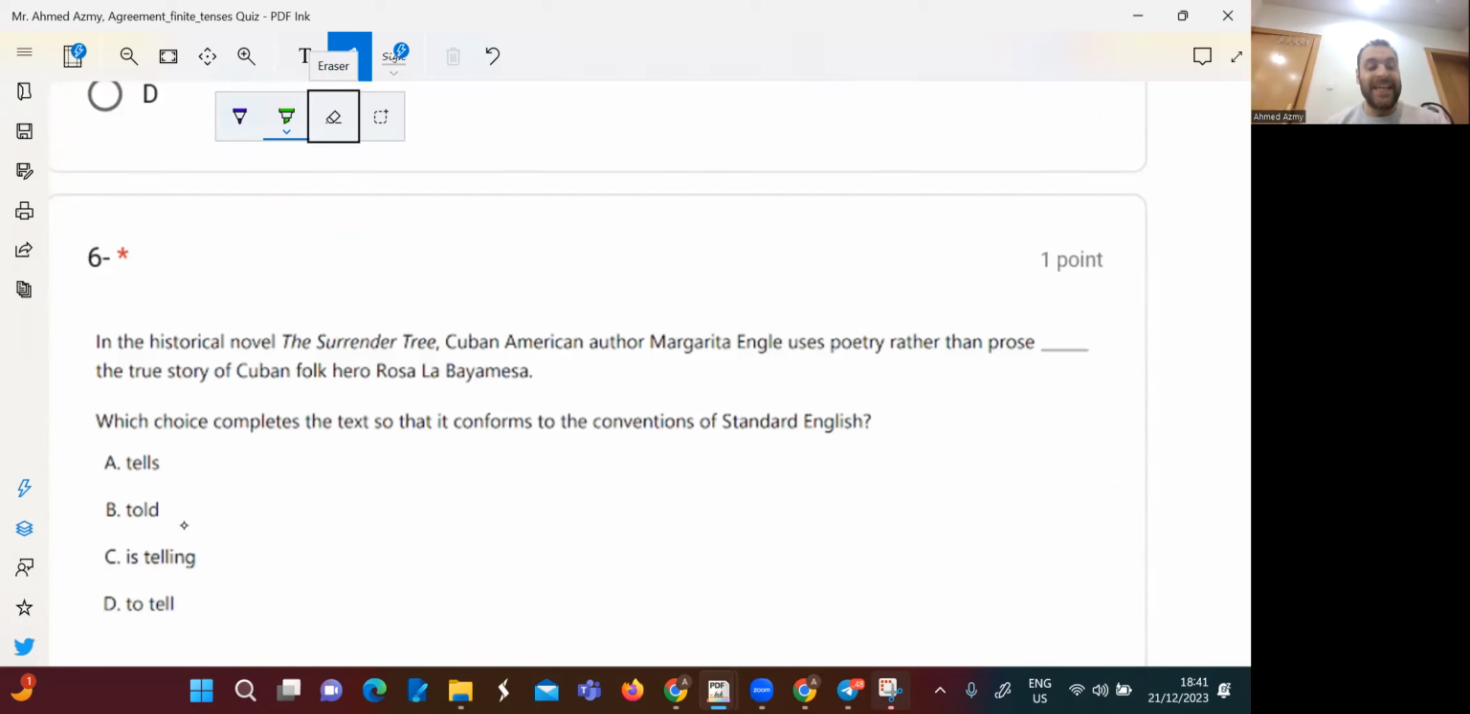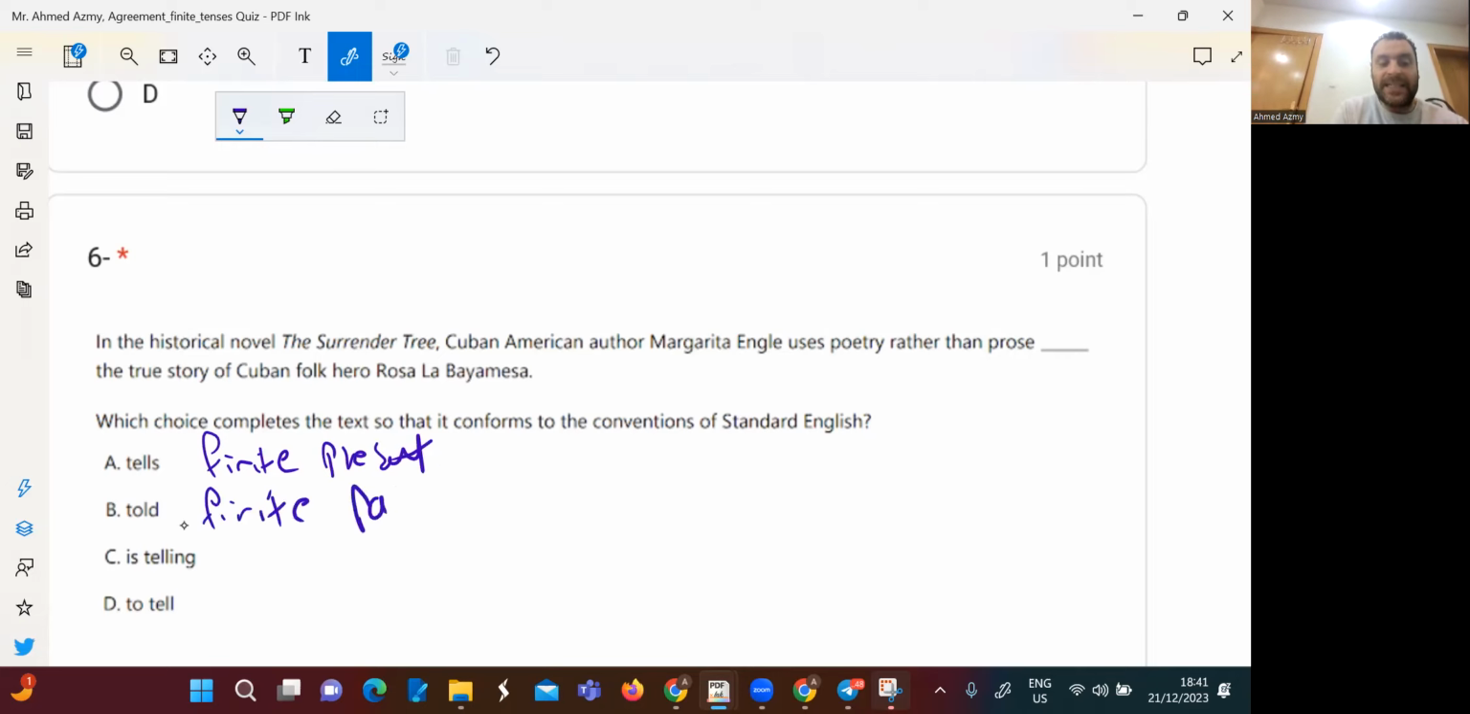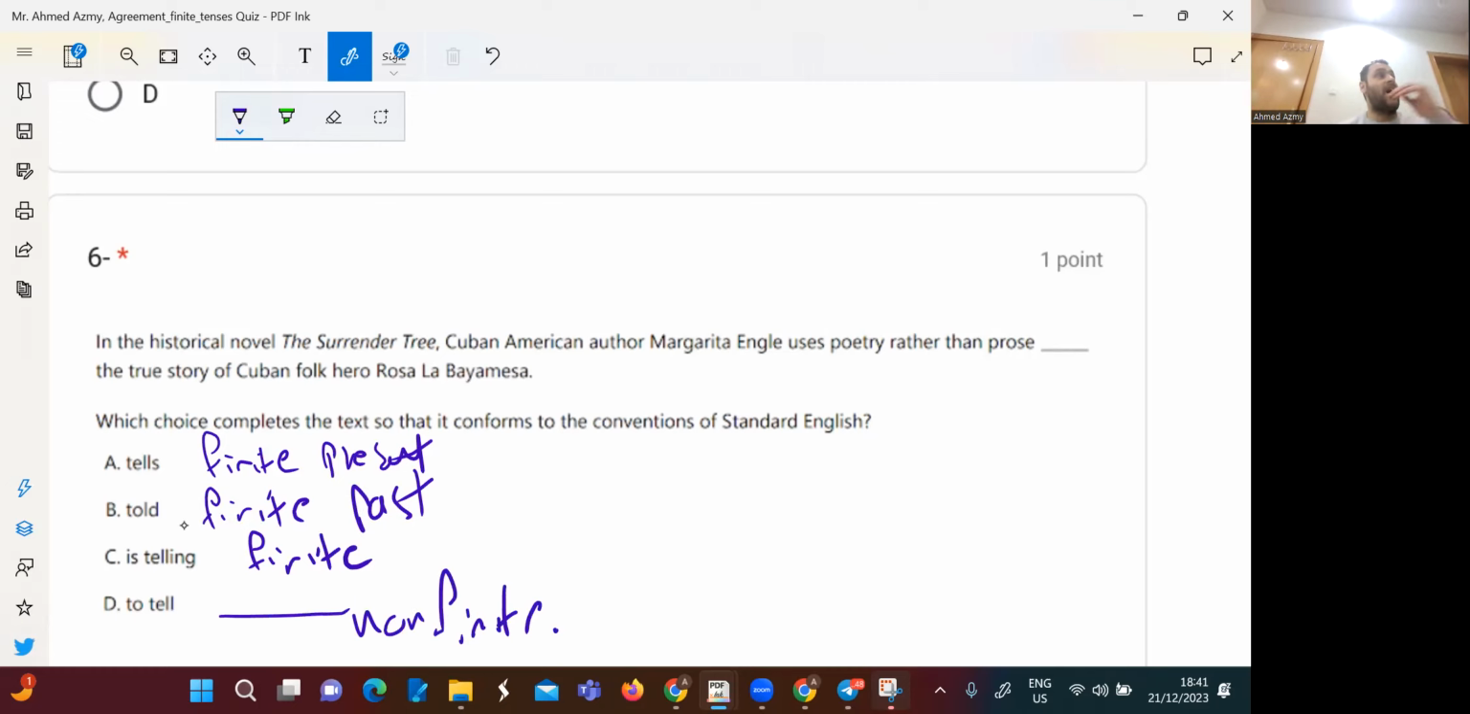Okay, now we are dealing with to tell, is telling, told, and tells. We have tenses here, right? And also we have finite and non-finite. Tells, this is a verb, so this is finite present. Told, finite past. Is telling, finite present continuous right now. To tell, non-finite. Let's analyze it.